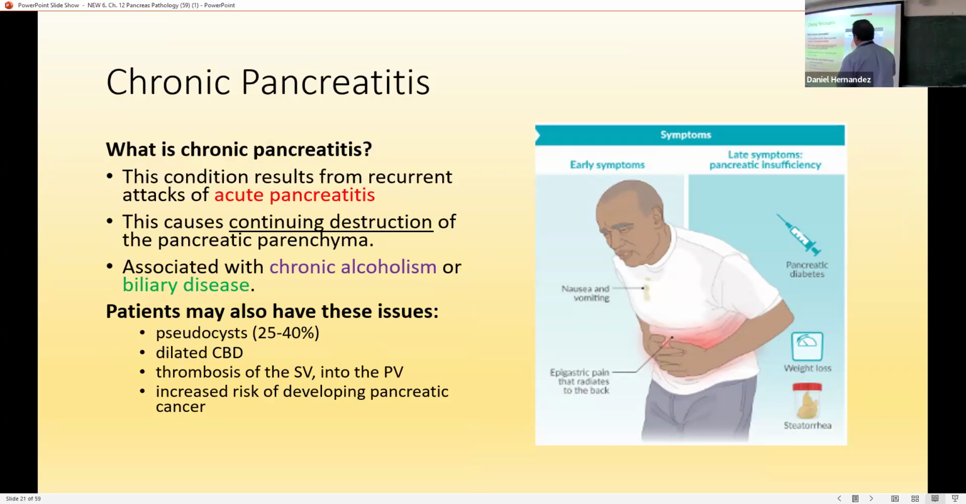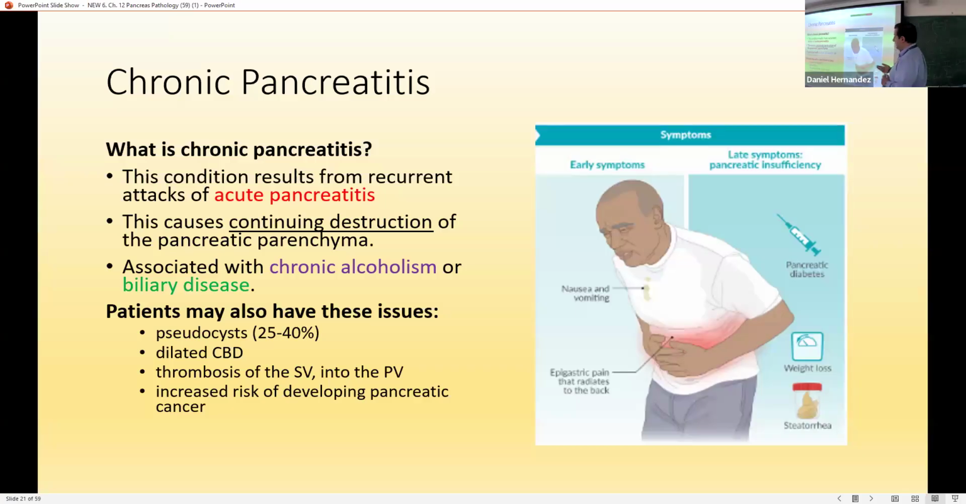Getting into chronic pancreatitis. As the name implies, it's a chronic condition. It's something the patient has had for a long period of time, and it's a result of recurrent attacks of acute pancreatitis. So these are chronic changes that have occurred to the pancreas after chronic damage from multiple episodes of acute pancreatitis. This causes continuing destruction of the pancreatic tissue, and is closely associated with chronic alcoholism as well as biliary disease.